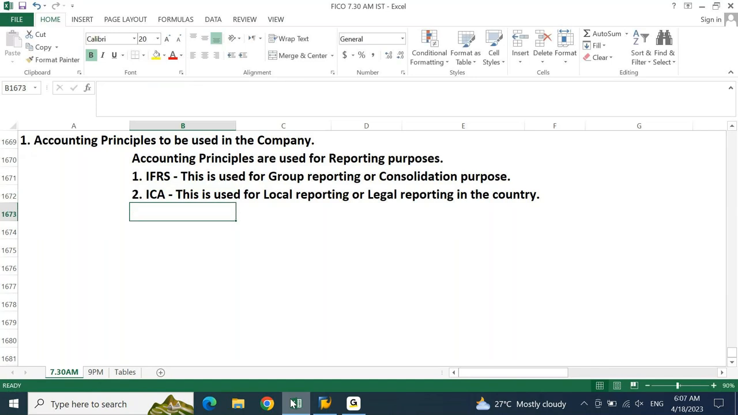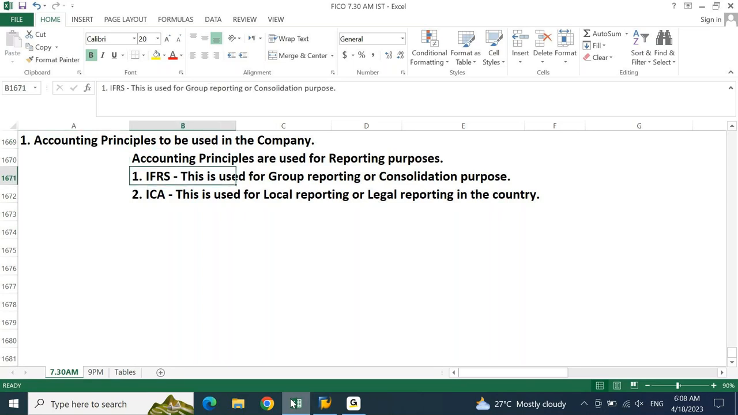Okay, second one is your Indian Companies Act, which will be used for local reporting or legal reporting within the country. Now in short, for our company code, we require two accounting principles. In fact, for any company code that you create for practice purposes, make sure you have minimum two accounting principles, which is mandatory. First point is your accounting principle. Clear? You must use two accounting principles. These are standard accounting principles in every organization.